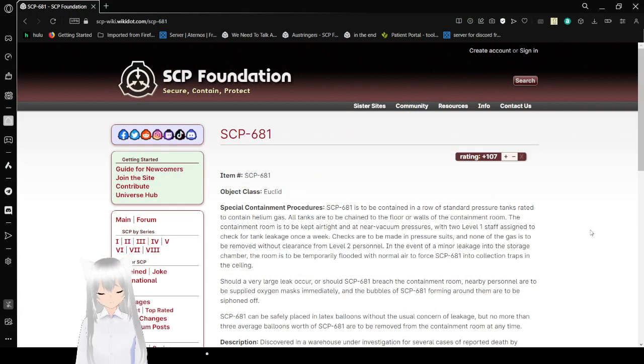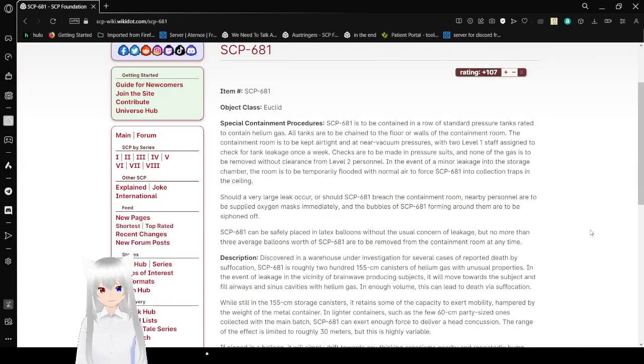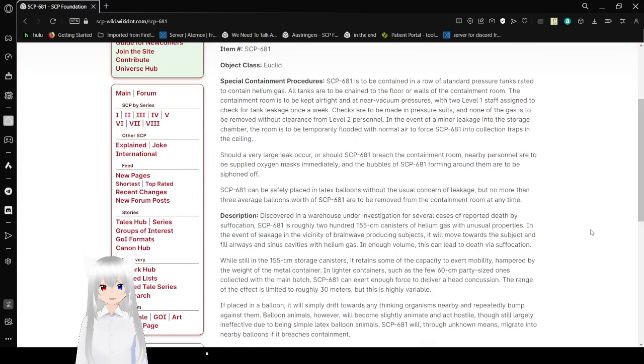Item number: SCP-681. Object class: Euclid. Special containment procedures: SCP-681 is to be contained in a row of standard pressure tanks rated to contain helium gas. All tanks are to be chained to the floor or walls of the containment room. The containment room is kept airtight at near vacuum pressures, with two level one staff assigned to check for tank leakage once a week.